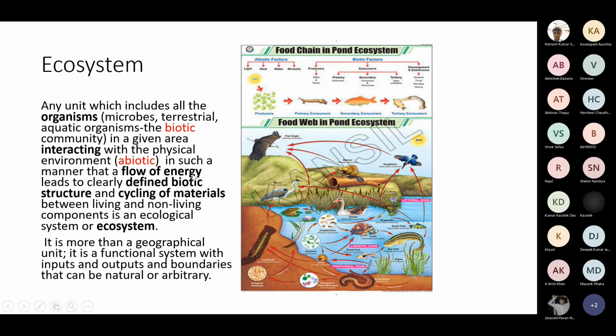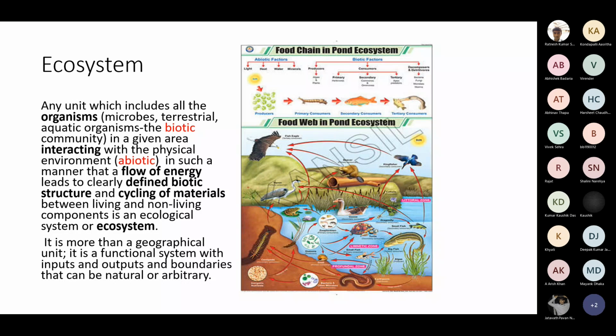So there has to be a flow of energy, which leads to a clearly defined biotic structure. What is that structure? That is the producer, the primary, the secondary, the tertiary consumer. There has to be a cycling of materials, because what you see here is that between living and non-living components, all of these arrows, for example, something decomposes, then carbonates are released by fungi, etc. Then these are taken up by the plants. So there is a recycling of nutrients also taking place here. So it's extremely important to understand that if you satisfy all of these things, only then can that geographical region be defined as an ecosystem.